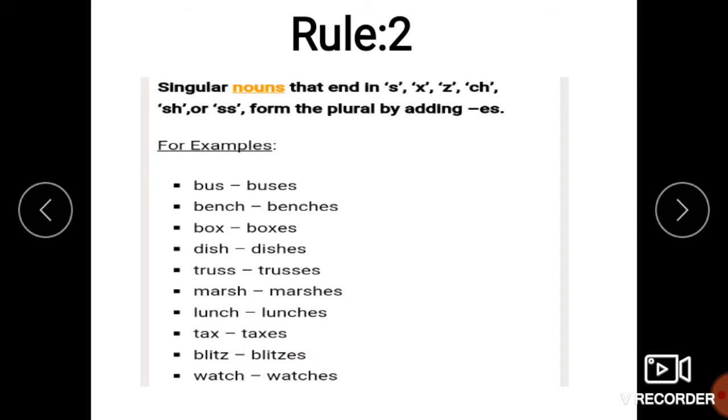So dear students, in these kinds of plurals we add es at the end of the word. Those words mostly end with s, ch or x, followed by the es sound in the plural.